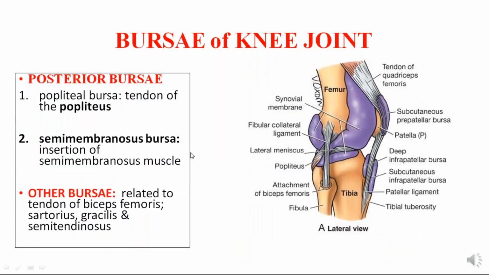Posterior bursae are the popliteal bursa, which is related to the tendon of popliteus, and, with the insertion of semimembranosus muscle, the semimembranosus bursa. The other bursae are related to the tendons of biceps femoris, sartorius, gracilis, and semitendinosus.